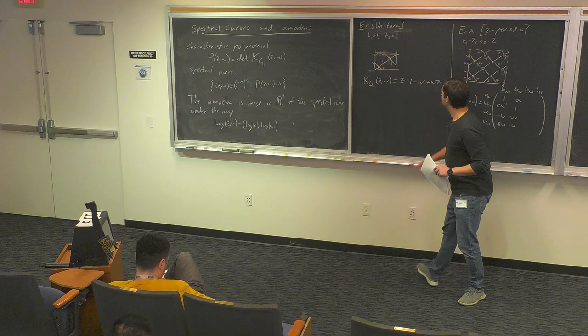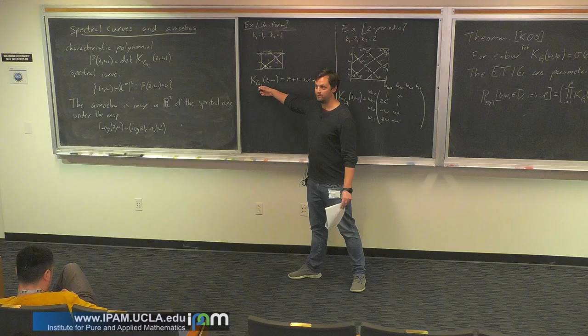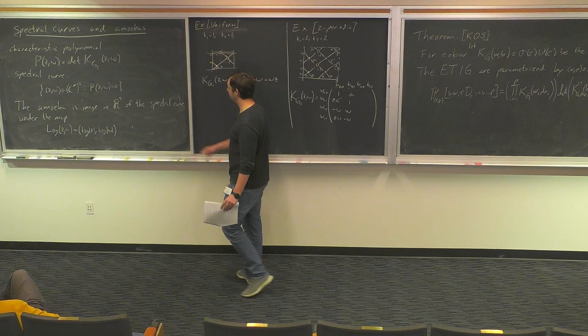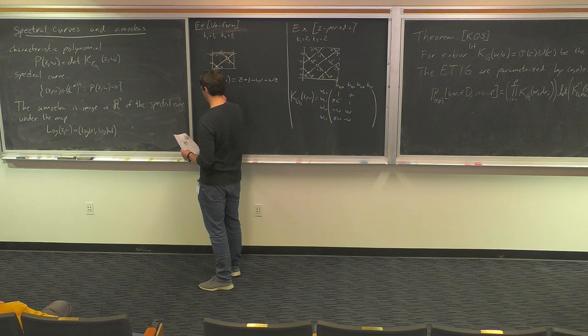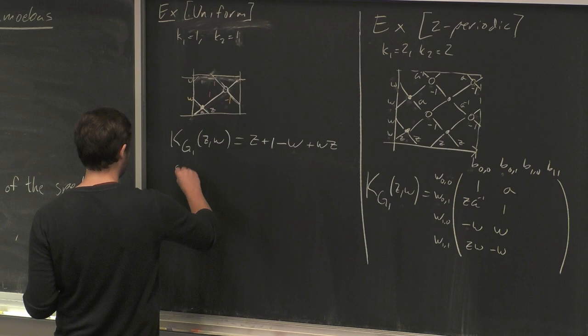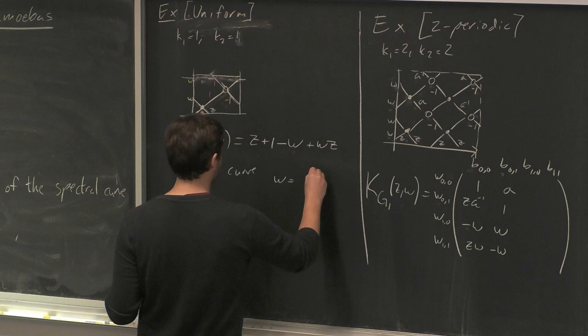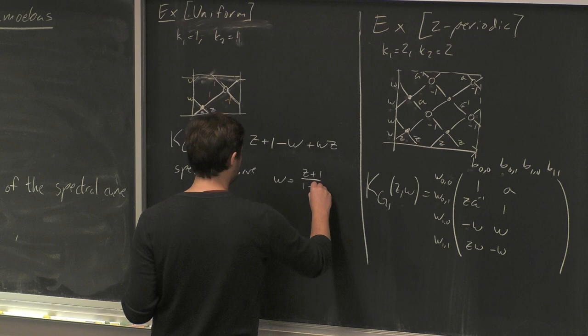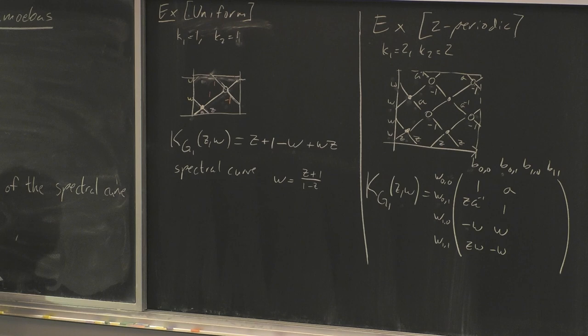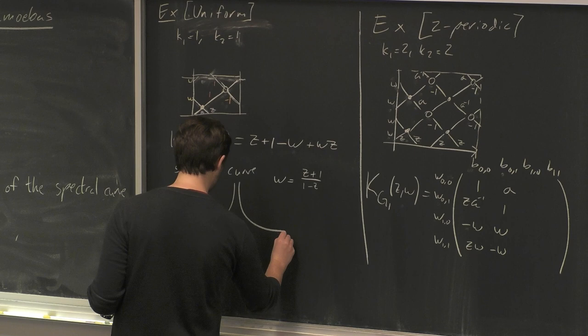Okay, so let us go back to these examples. The characteristic polynomial here is, in this case, just a scalar, so that's the same thing. And the spectral curve, you can simply compute the relation between z and w. I think here you get w equal to z plus 1 divided by 1 minus z, maybe. And now the amoeba in this case, I will just draw it for you. It will look like this. So the amoeba is the interior here.